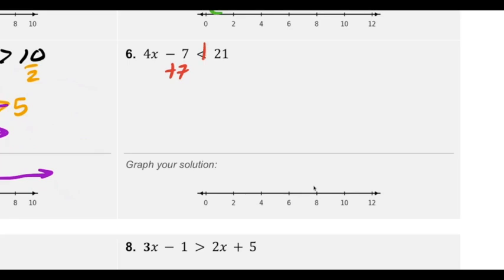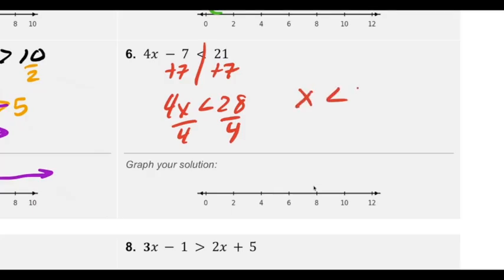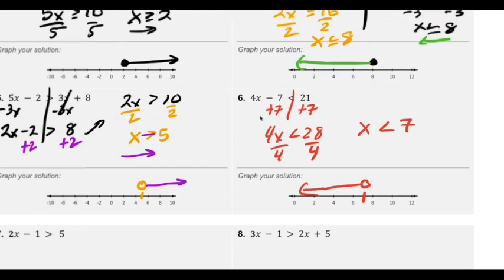Okay, next one, this is a basic one. It's plus 7, plus 7. 4x is less than 28. Divide by 4, divide by 4. X is less than 7. Okay, so here's 7 around there. And we want to go less than 7, right? Open circle is less than, and numbers less than 7 are over here, or to the left, because it's less than. There's my bad arrow.